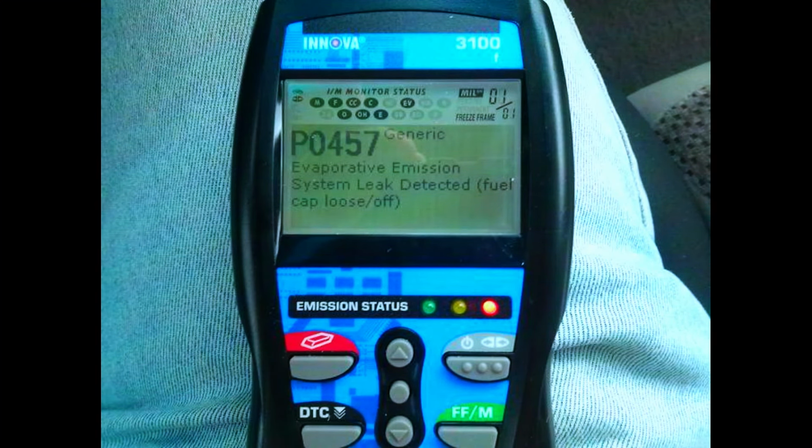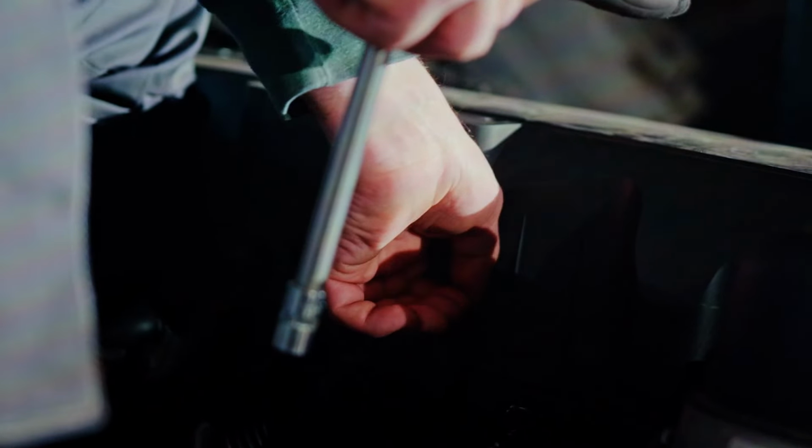Reset the check engine light. After the repairs, use an OBD-II scanner to clear the P0457 code and reset the check engine light. If the repair was successful, the light should stay off. If you're not comfortable with any of these steps, don't hesitate to take your car to a trusted mechanic. They can diagnose the problem and get your evap system back in check.